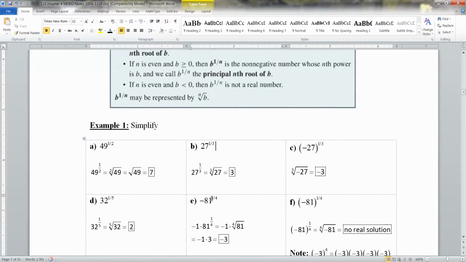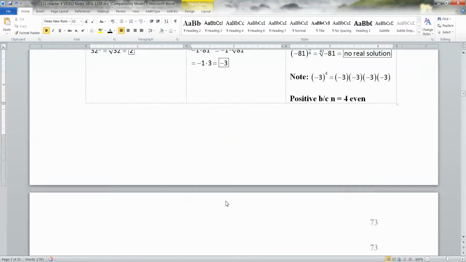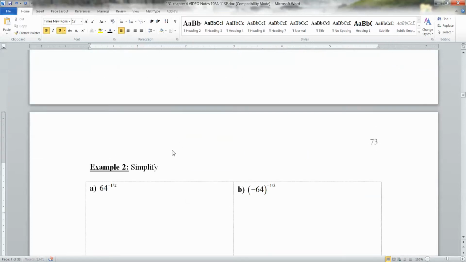Now, I know what you're thinking. You're thinking, Alana, E looked the same. But E isn't the same because the only thing being raised to the fourth power in E is just the 81 because there's no parentheses. All right, now let's move on to the next thing.